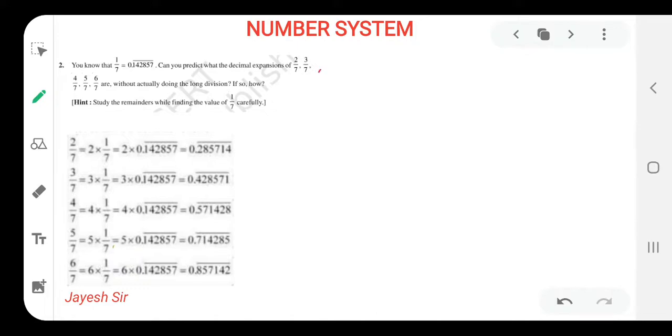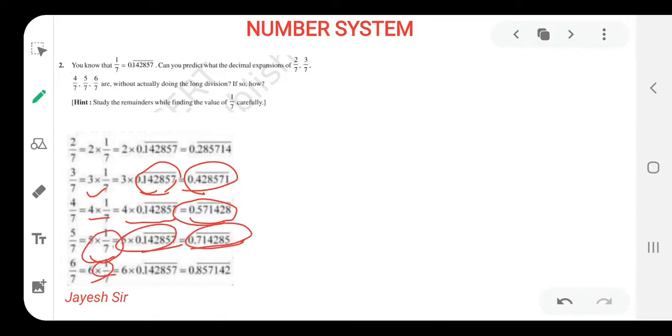Similarly for 3 by 7 we can do 3 into 1 by 7. The 1 by 7 value is this, which we have placed over here. After multiplying with that pattern we will find this answer. Similarly for 4 by 7 we can do 4 into 1 by 7. You can see the 4 into 1 by 7 value is this, and after multiplication we get this answer. Similarly for 5 by 7 we follow the same pattern and obtain this answer. Similarly for 6 by 7. So in this way we have solved and understood the sum properly.